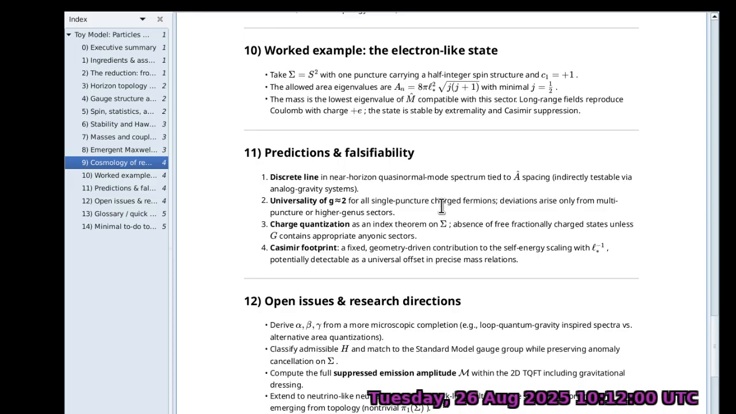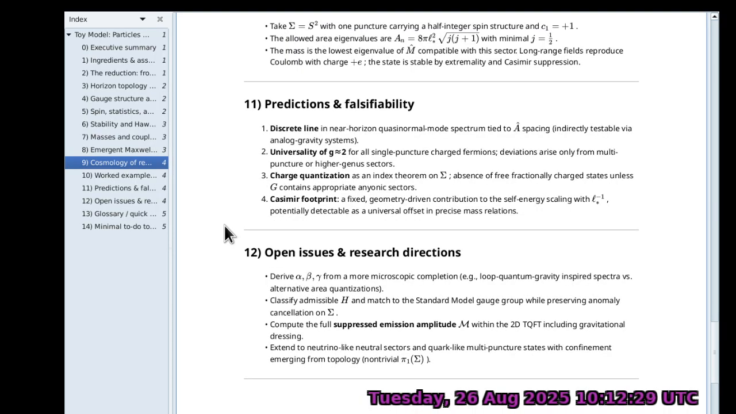Universality of g approximately equal to 2 for all single puncture charged fermions. I was going to look that up. I saw that they use that word puncture. I don't know what that means, so I'd like to look that up too. Derivations arise only from multipuncture or higher genus sectors. So I assume these are all like math terms for higher mathematics. Charge quantization.